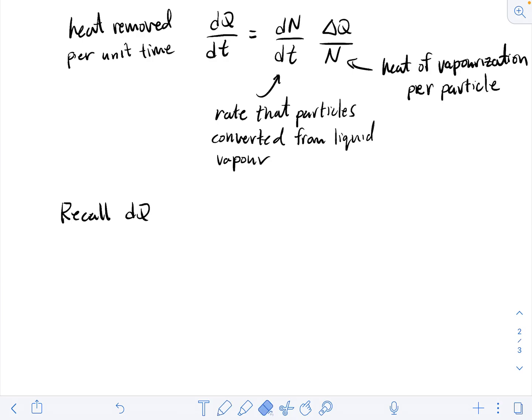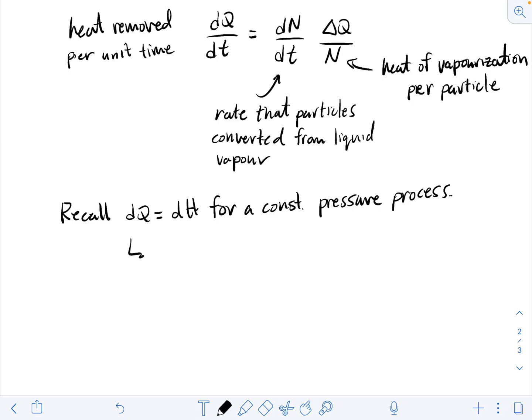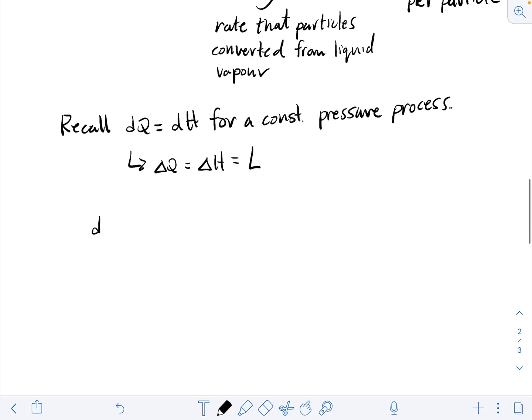Okay, so recall that the change in enthalpy was equal to the change in heat for a constant pressure process. So here we're imagining that we've been running our pump for a while, so that we've reached some equilibrium pressure above the liquid, and in this condition, the latent heat is equal to the change in enthalpy, and so delta Q is equal to the change in enthalpy, which we'll call the latent heat. And so that means our cooling power becomes the rate of evaporation times the latent heat per particle.